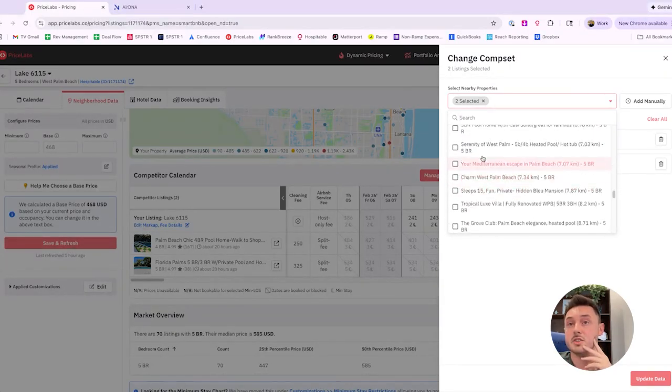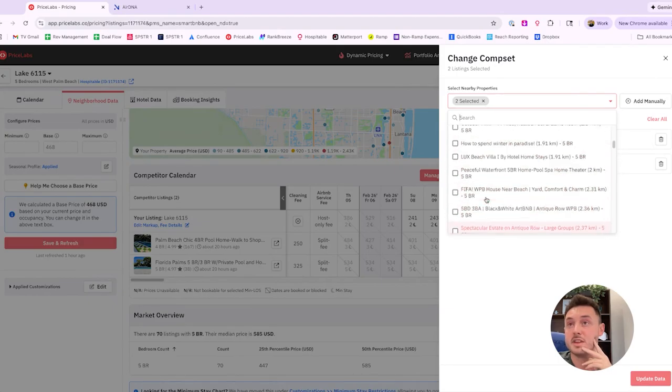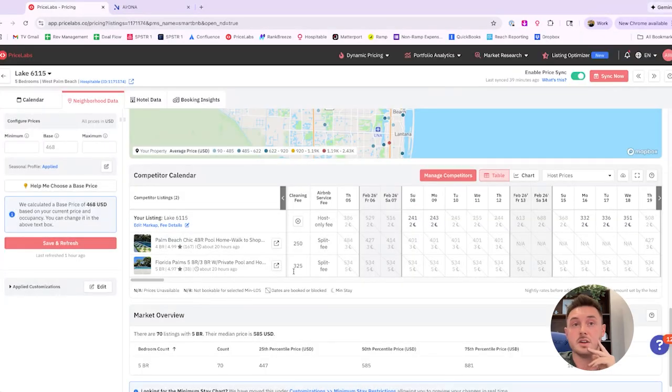They give you tons of these. You can just check them off if you want to add them to the data set. And then once they're added here, I like to do this to make sure, is it actually a fair competitor? Or maybe there's something about it that makes it too high end for us, or it's not as good of a home as the one that we have.